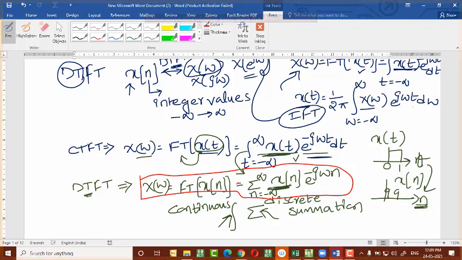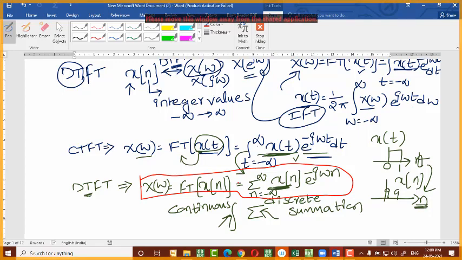Next, e power minus j omega is common. Already said that we are replacing the continuous signal with the discrete signal. So that means we are replacing the continuous time variable t with the discrete time variable n. That's it. The formula is over. Now we can start doing the problems. If you have any doubt in this formula procedure, you can ask me.